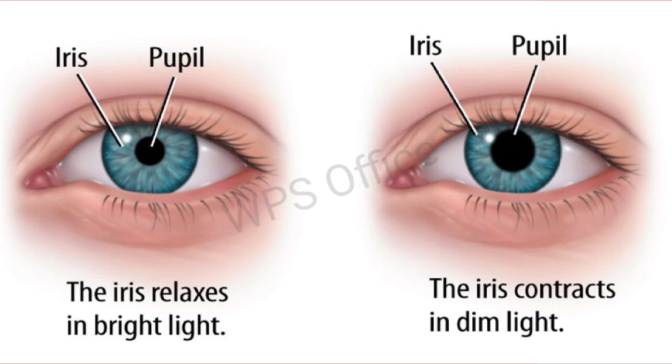And similarly, when the person goes into dim light, the iris will be contracting. So for the entering of more light, our pupil will be relaxed. So this is the mechanism of action between the iris and pupil.